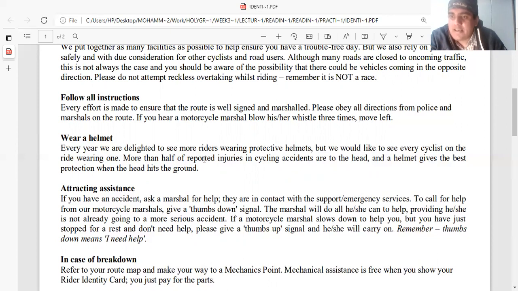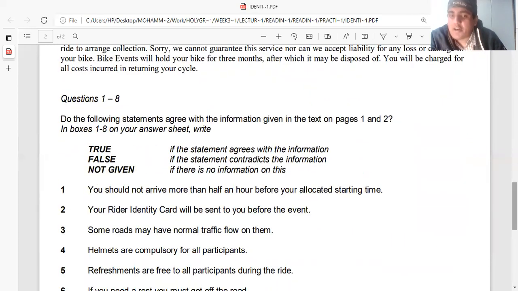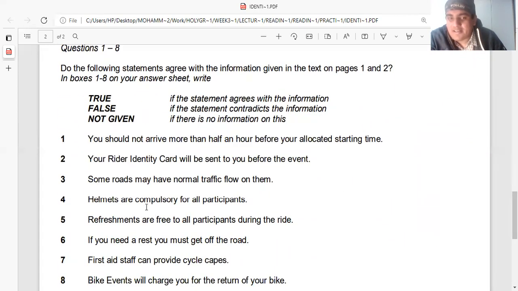We must see is a command. It's an injunction. It's saying we would like to see. So it's a humble request on the part of the agency. I repeat, it's a humble request on the part of the agency to the participants to wear their respective helmets, but it's not a mandatory policy. It's not a command. It's not an order. So therefore, this is false.